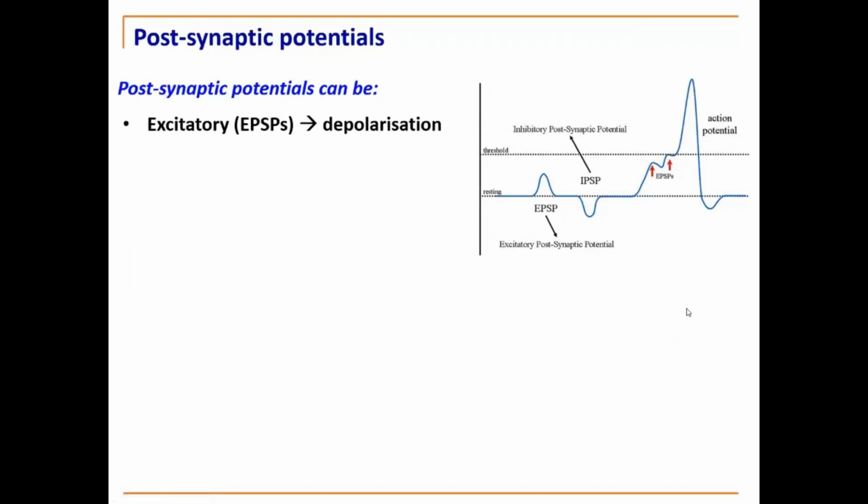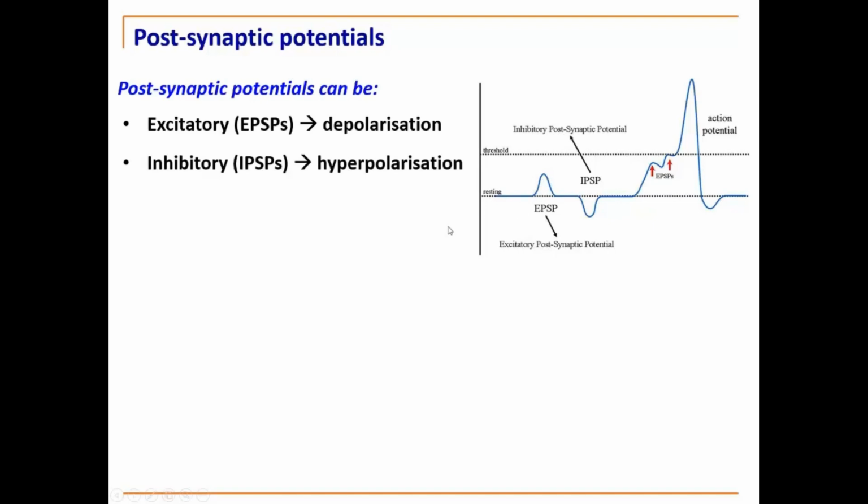So like I said, these postsynaptic potentials can be excitatory. In other words, that can lead to a depolarization. Here we have our resting level. The signal comes in, neurotransmitter is released, and we get a graded potential. It is called an EPSP, an excitatory postsynaptic potential, and it means we're coming closer to threshold.